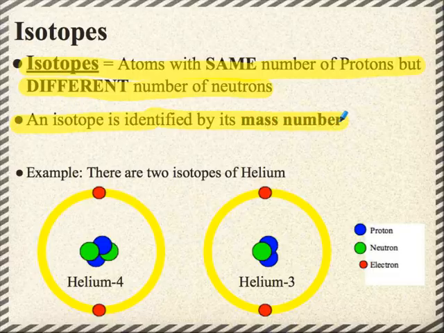So for example, let's look at helium. There are 2 different types of helium: helium-4 and helium-3. The one that we put into balloons is helium-4. The other thing I want to mention is that you're going to see this written a lot, where you have the name of the atom, and then a number. That number is its mass number.